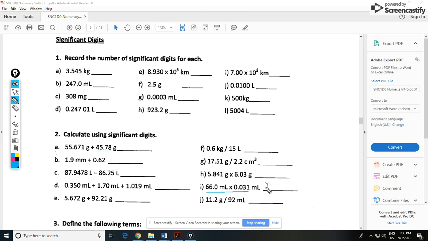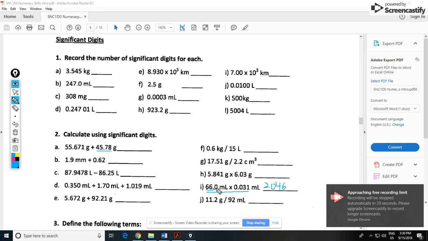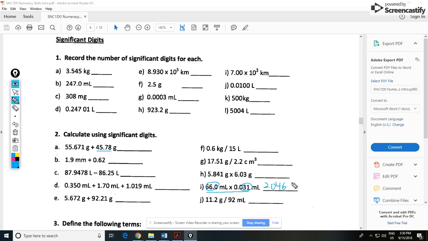Now, when we get 2.046, we need to make sure we have the right number of significant figures. So that would be the fewest number of significant figures here. This one here has 3 significant figures. This one here has only 2 significant figures. So we want to round this to have 2 significant figures. So that would be 2.05. And because we have the milliliters multiplied by each other, when you have 2 of the same units multiplied by each other, that becomes milliliters squared. Not when you add, only when you multiply.